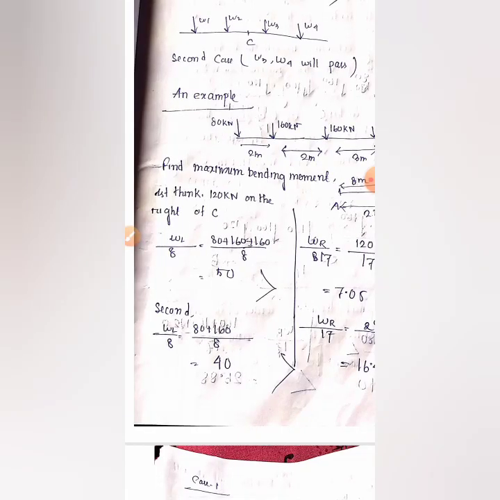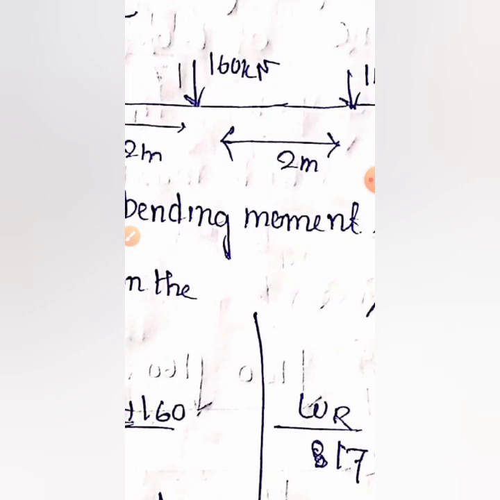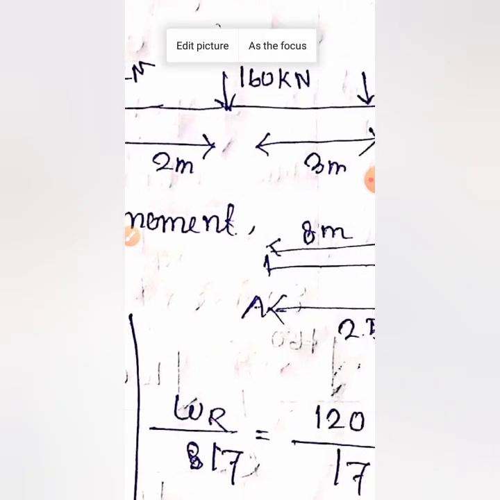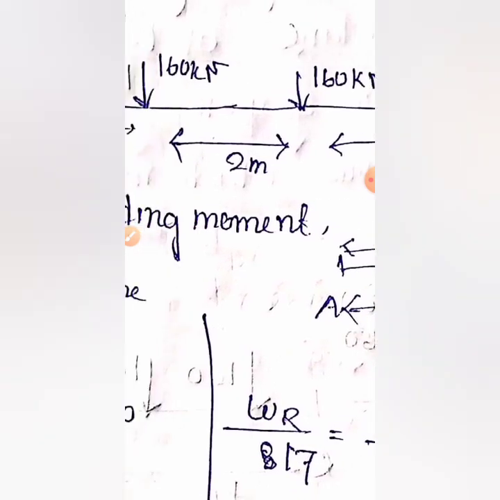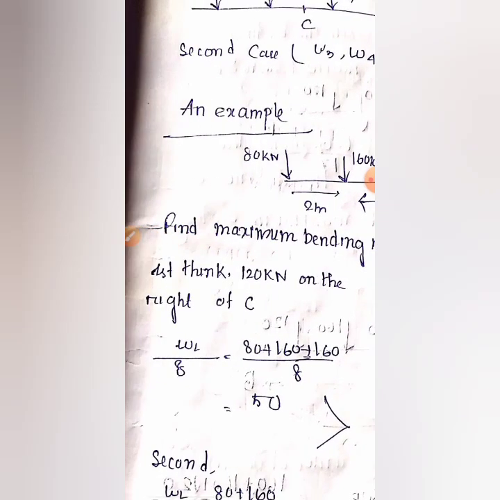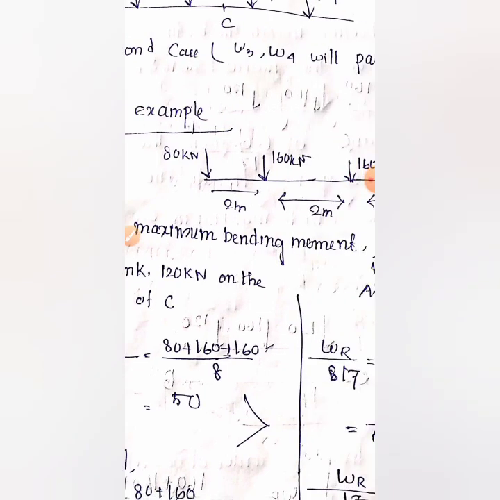So it is again more than. Then what do we have to do? We have to repeat the process again. That means we have to move now this 160. Don't be confused. In the second case we moved this 160 kilonewton over the section C, and WL by A is coming again more than WR by B. Then we have to move to the third case.